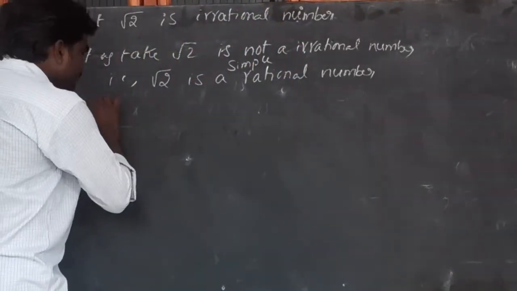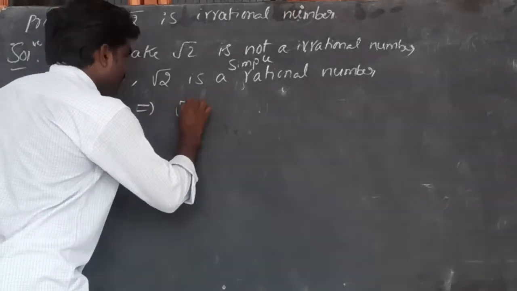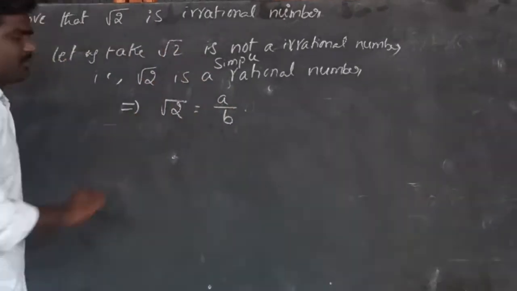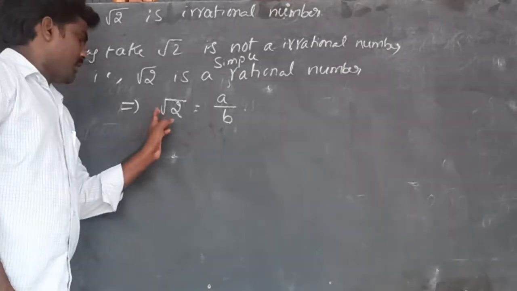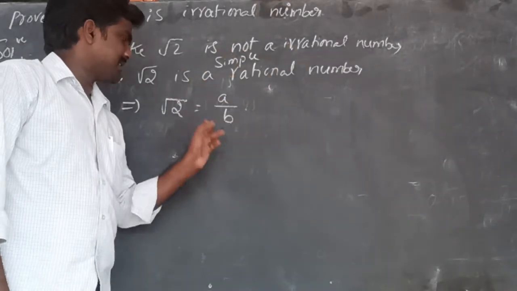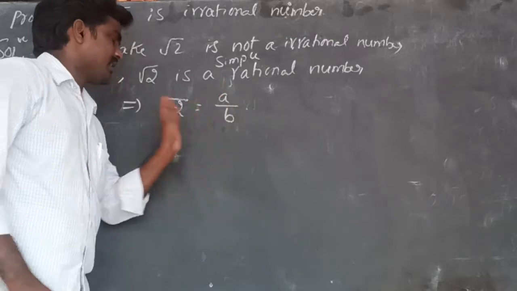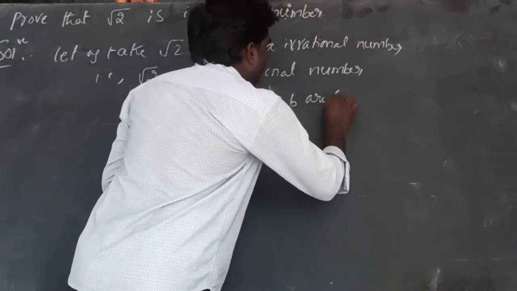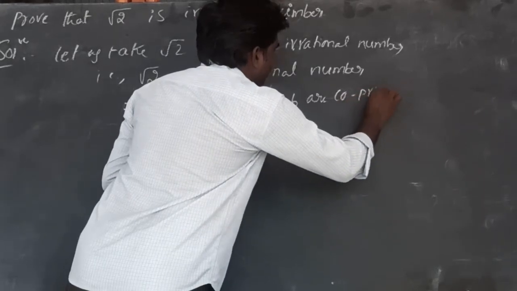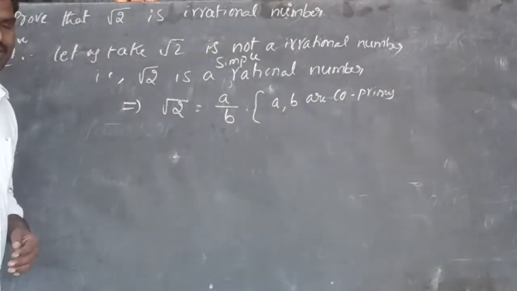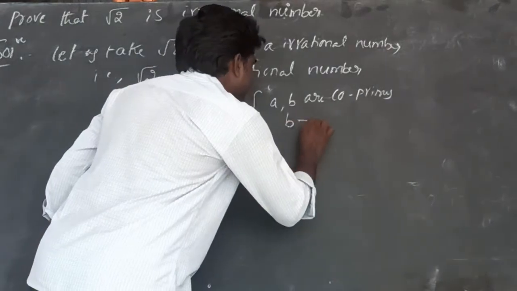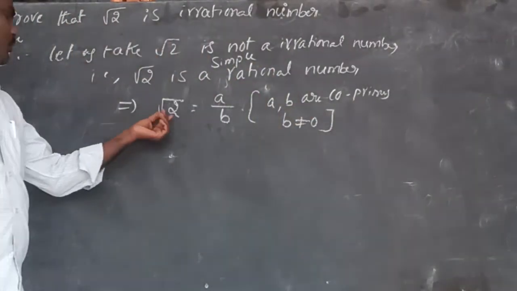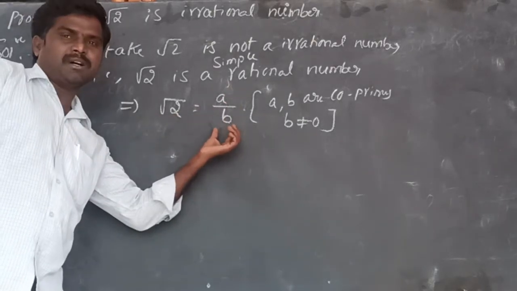Okay, so that is, root 2 is equal to a by b. Okay, so root 2 is a simple rational number. Here root 2 is equal to a by b, where a, b are co-primes. Co-primes means what? HCF is 1 and the denominator is not equal to 0. Okay, so here root 2 is equal to a by b.